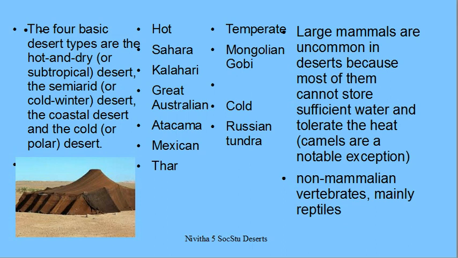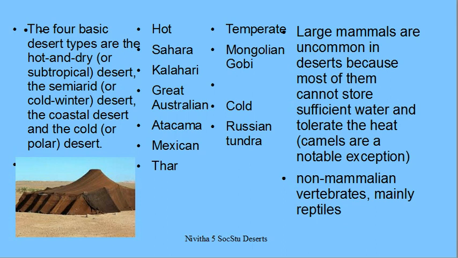The temperate deserts, the most important example is the Mongolian Gobi Desert in the China-Russia region. And then the cold desert, the most important example is the Russian tundras. So, if we have desert in each of the temperate zone, what sort of animals do we have? Large mammals are uncommon. Why?